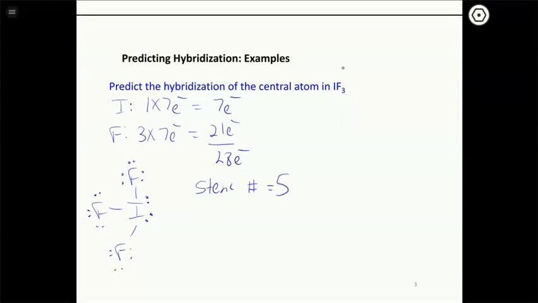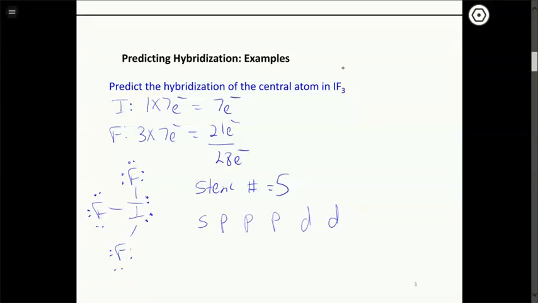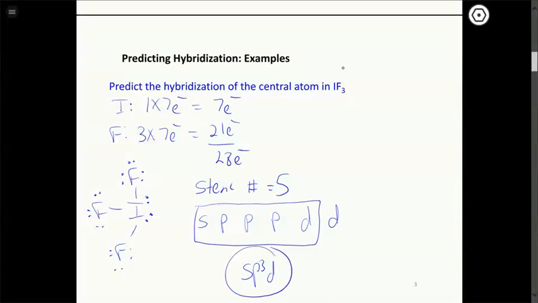And so if we have 5 things bonded to the central atom, the hybridization then has to be as follows. We list all the orbitals that could be involved in hybridization. Remember, as we saw, the central atom has a single s orbital, it has 3 p orbitals, and it can hybridize up to 2 of its d orbitals. And so if we have a total of 5 electron groups, we need to hybridize these first 5 orbitals here, which gives us sp3d. All right, so predicting the hybridization is really simple once you have a good Lewis structure, and there's really no more to it.